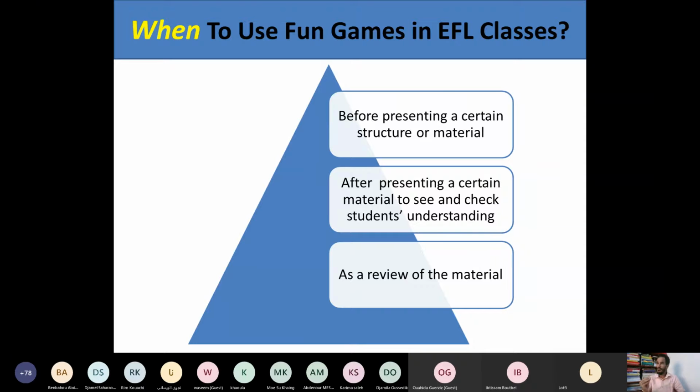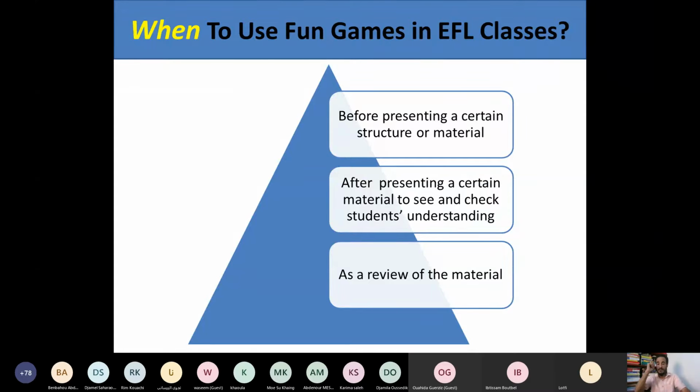For example, you want to teach grammar, and grammar is about prepositions. So you can start with a game about prepositions. Okay, this is a game before presenting a certain structure or material, or you can use it after presenting. Now you taught the prepositions of place and time. Then you can use a game, practice. You can use practice like gap filling or multiple choice answers, or you can use practice for fun, after presenting a certain material to check students' understanding.